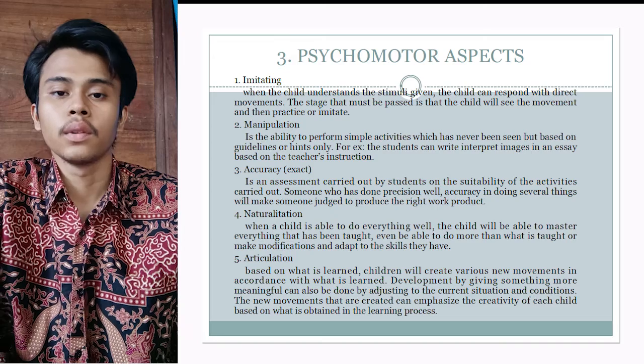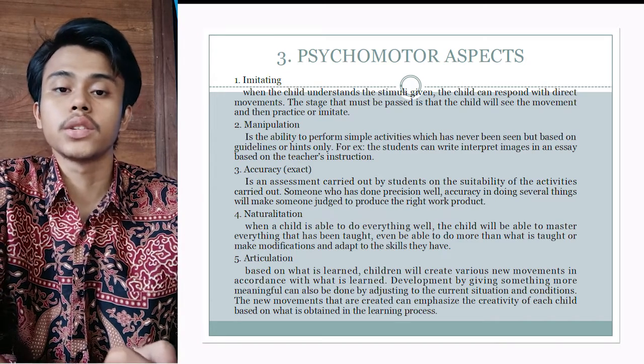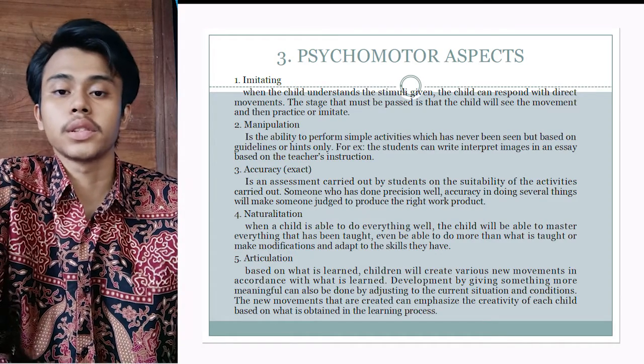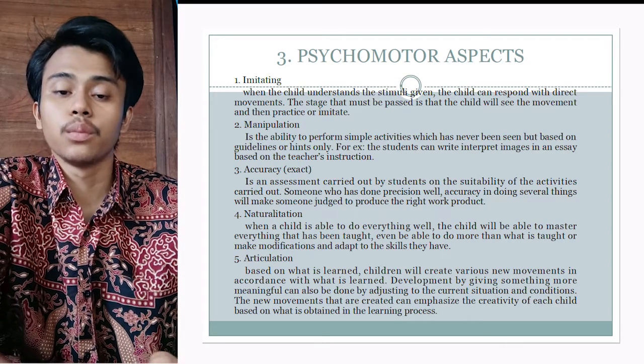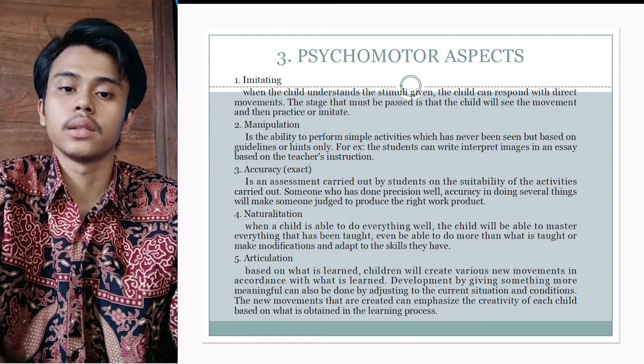Psychomotor aspect. Psychomotor as an aspect in doing everything. This can be seen in the things a person does, and that is number 1, imitating. When the child understands the stimuli given, the child can respond with direct movement. The step that must be passed is that the child will see that movement and then practice or imitate.